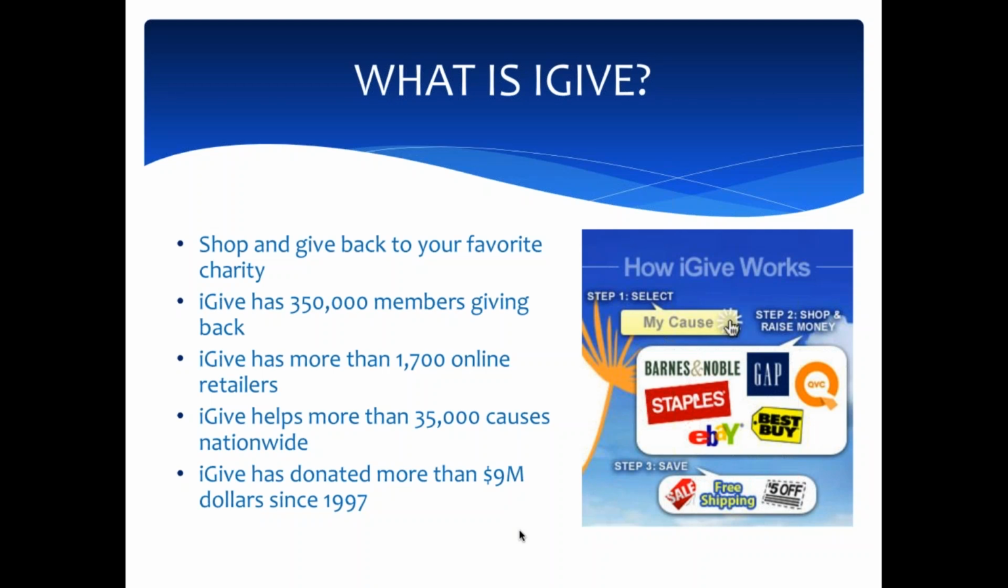So all of your favorite retailers, whether it's Sephora, The Gap, Best Buy, Staples, Barnes & Noble, eBay, or Etsy, all of those are online. Just make sure that you're actually shopping through iGive or using our mobile app. As I said before, we're 20 years old, and we've donated over $9 million to date to your favorite charities. And we have over 35,000 causes online, but we're happy to add more. And it's really easy to do so.